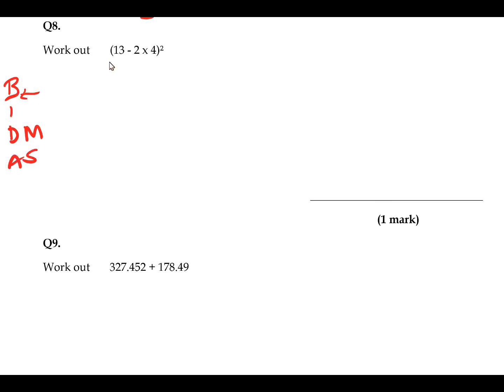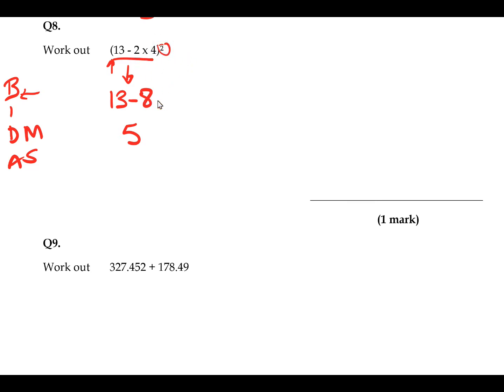B means brackets first, and we've got brackets, so we need to know what's inside the brackets first. We've got multiplication and subtraction, so the division and multiplication comes first. So in the brackets, it becomes 13 minus 8, which is 5. Don't forget outside the brackets, we've got the squared.